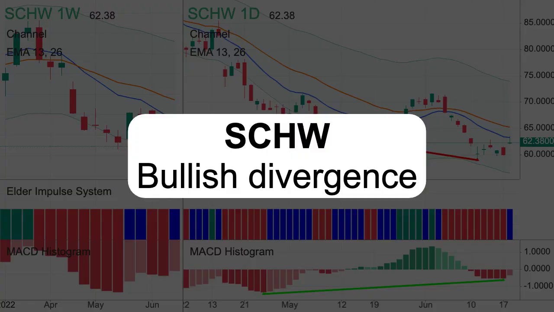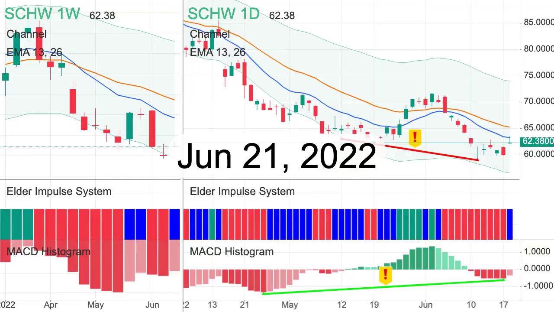Let's consider the stock of the Charles Schwab Corporation. On June 21, 2022, a bull divergence formed in a downtrend. This is a strong buy signal. There is a first light bar on the histogram. Are you ready to submit a buy order?